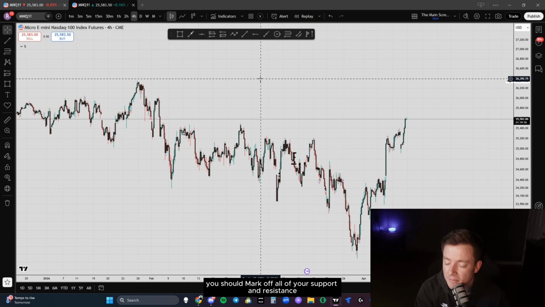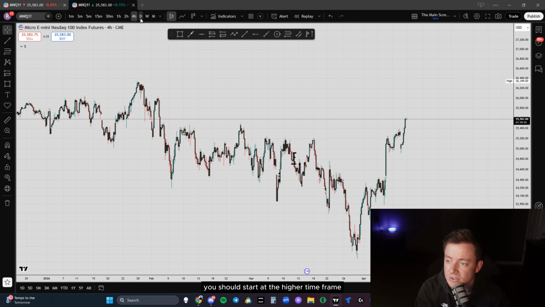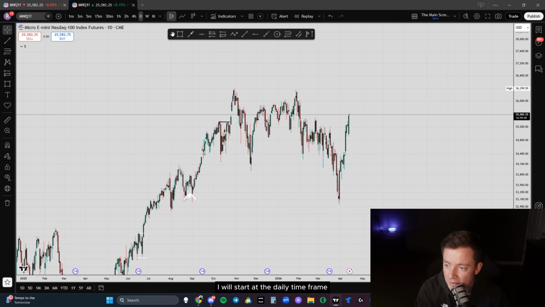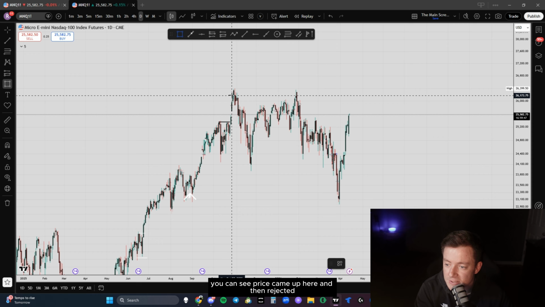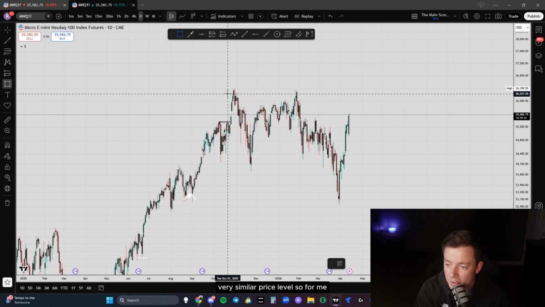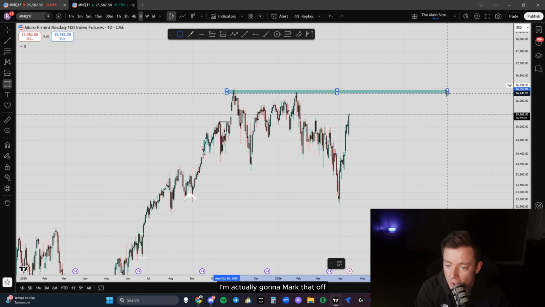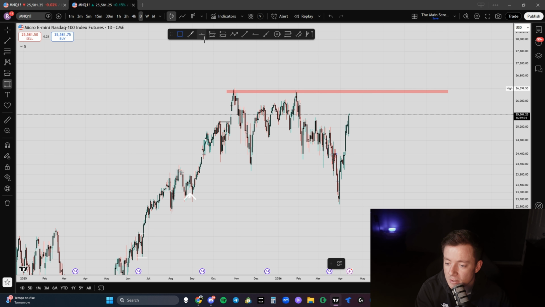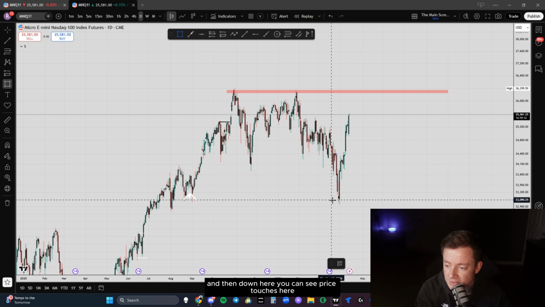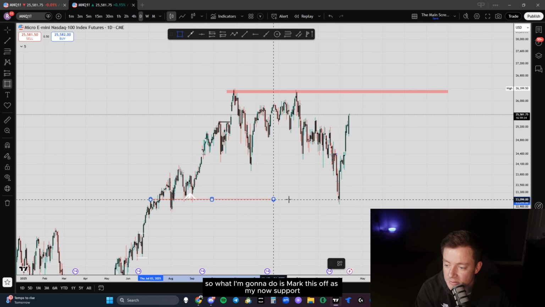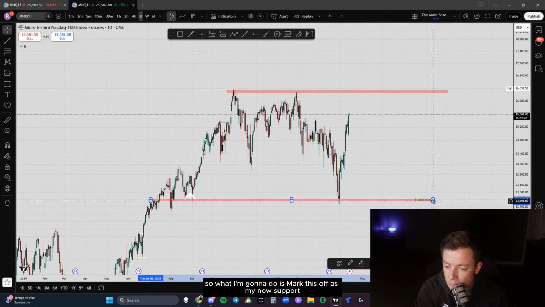This is how you should mark off all of your support and resistance. You should start at the higher time frame. This is just something that I like to do. I will start at the daily time frame. So this right here, you can see price came up here and then rejected. Now look what happens over here. Very similar price level. So for me, I'm actually going to mark that off, and then I'm going to make that my resistance. And then down here, you can see price touches here. And if you look to the left, you can see price was also here at one point. It was also here at one point. So what I'm going to do is mark this off as my now support.